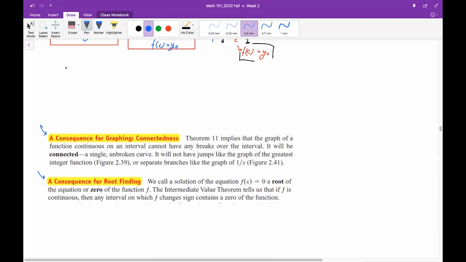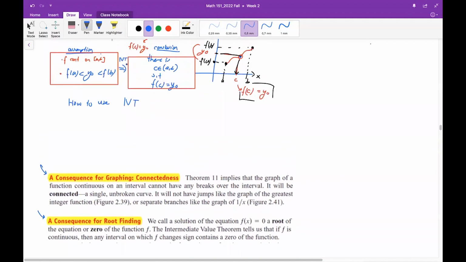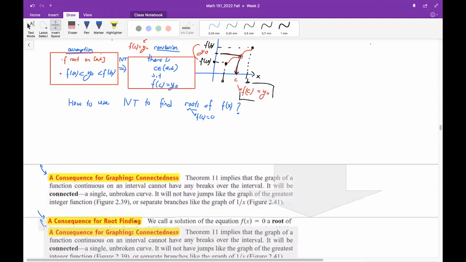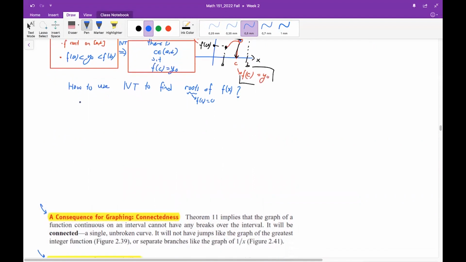So let me write the title like that. How to use the intermediate value theorem, IVT. I will use this shortcut for intermediate value theorem, to find roots of your function f of x. Root means what? Root means numbers that are mapped to 0, okay? So let's create some more space here. How to use the intermediate value theorem to find roots.